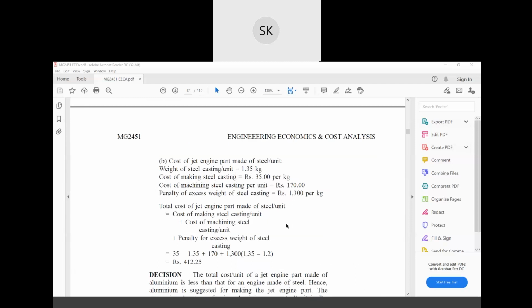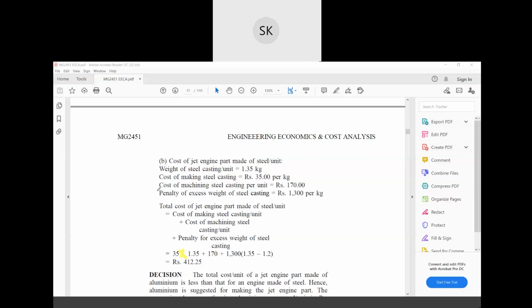So now the cost of the jet engine part made of steel per unit will be the cost of making steel per unit. So 1.35 into 35. Here it will be multiplication, plus the machining of steel casting, which is 170, plus the penalty of excess weight of steel casting, which is 1300 per kg.